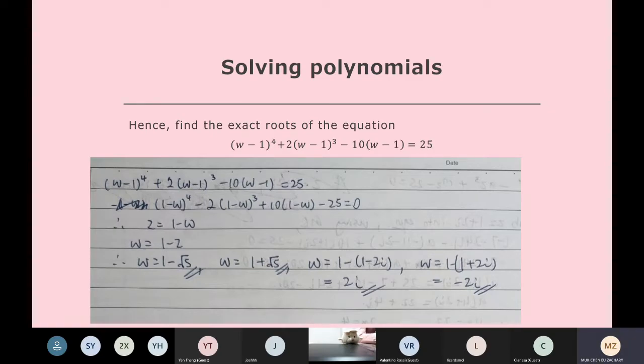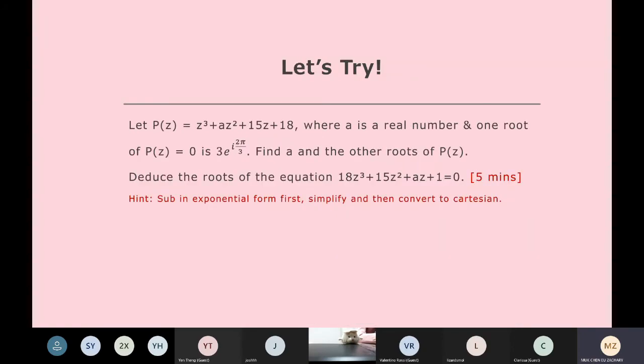Okay, we'll just move on now. We come to this one, which is more complex. You guys try on your own. The answer is there, but this one is quite easy because they give you it in re^(iθ).